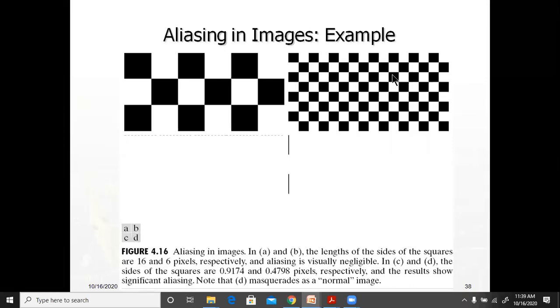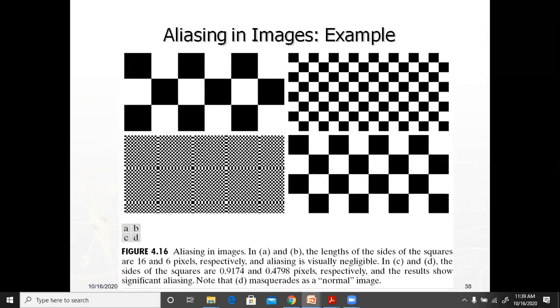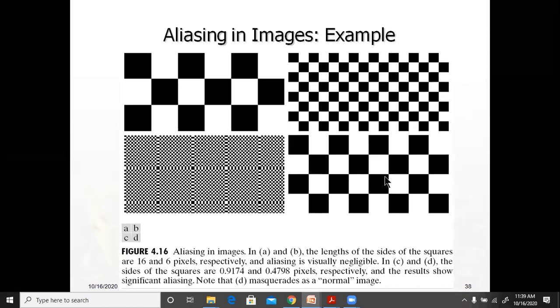So in A and B, aliasing is not there. It looks as if no aliasing is there. Whereas in C and D, you can see that you have a little sort of aliasing. However, we feel that D looks like a normal image. But really speaking, it is not so. Really speaking, we have aliasing in this figure also.